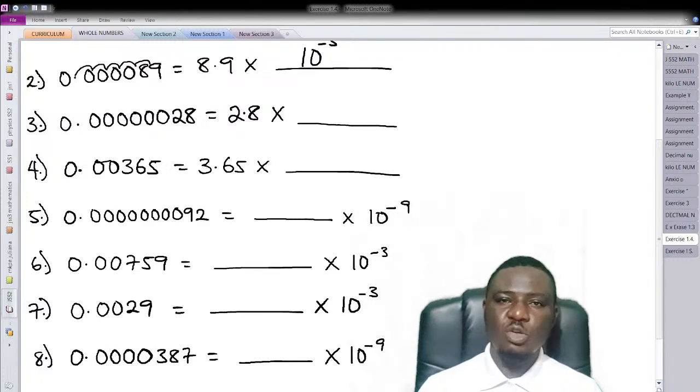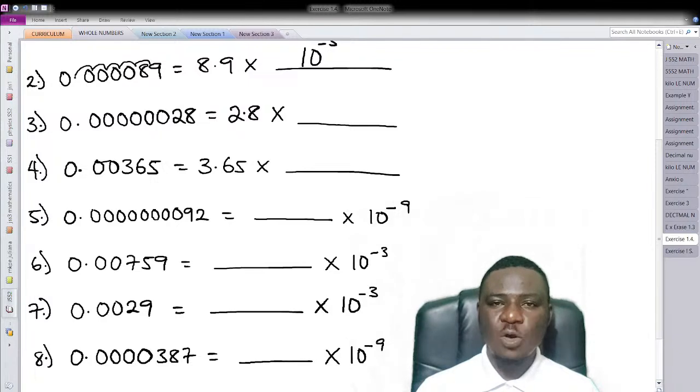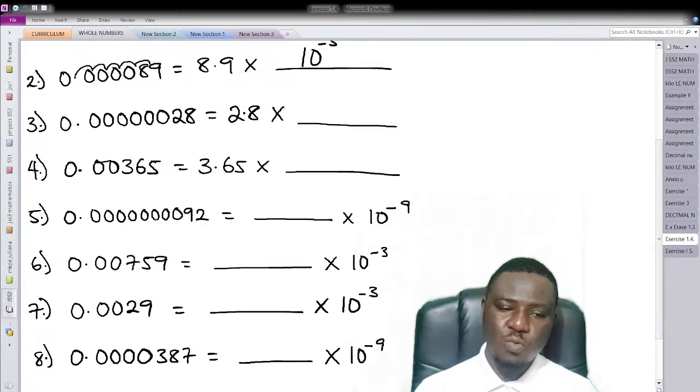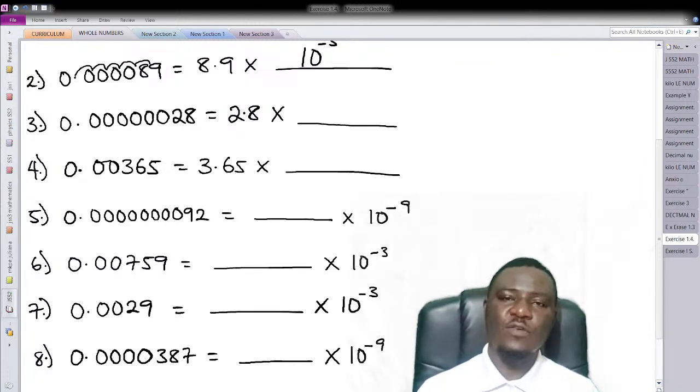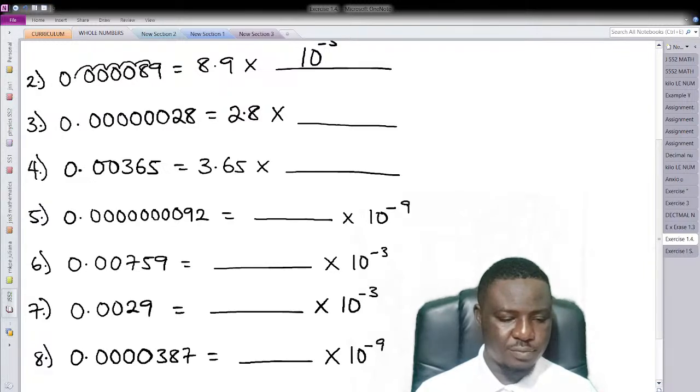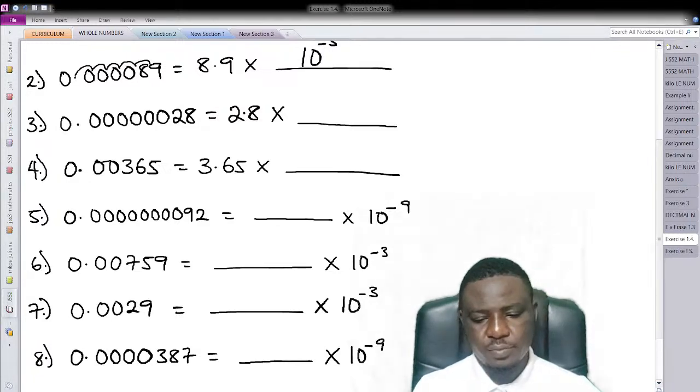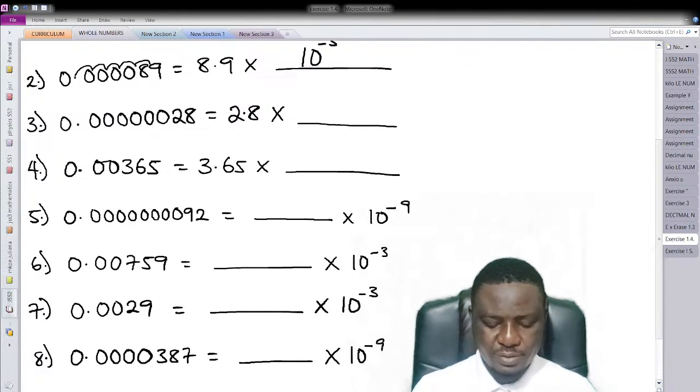This class is for those in JSS2. We are treating the topic whole numbers, and under whole numbers, we are converting decimal numbers to indices or expressing decimal numbers in index form. So you can also join the class by trying some of these exercises. We are now looking at exercise 1.3. So this is for you to solve. Let's see you solve this.